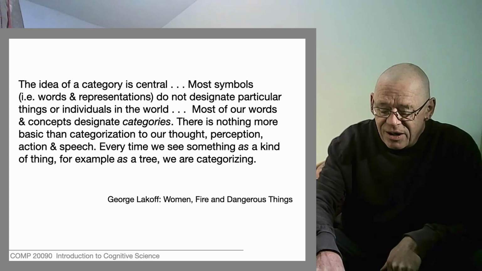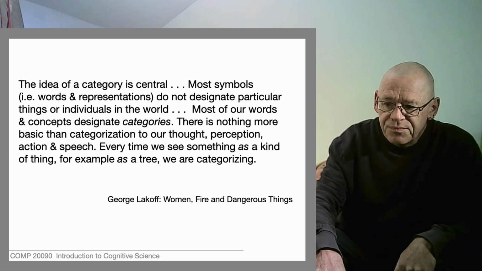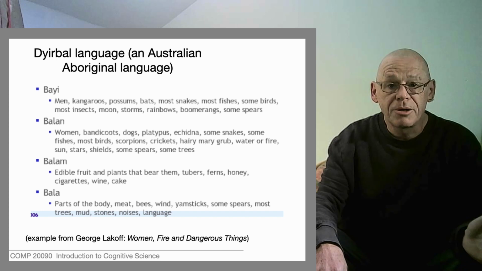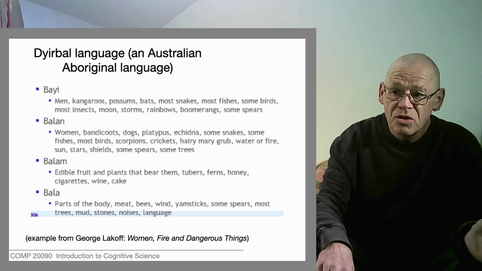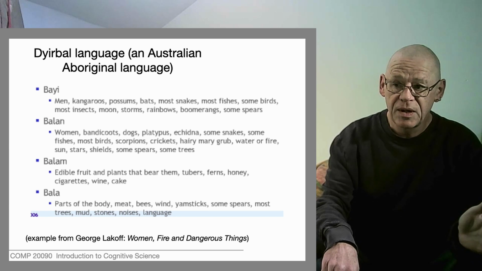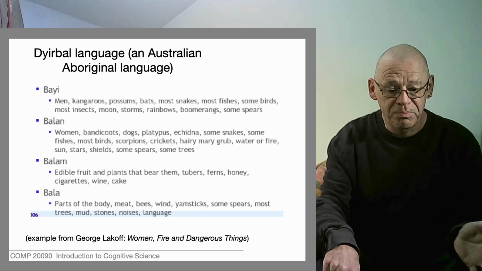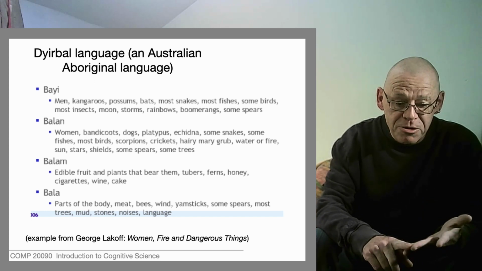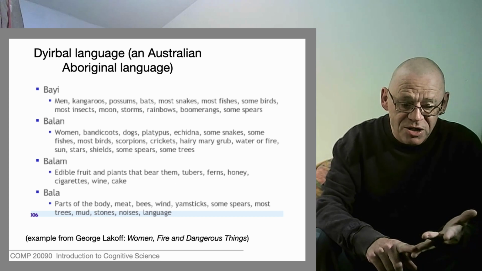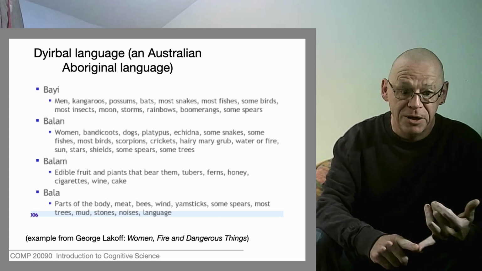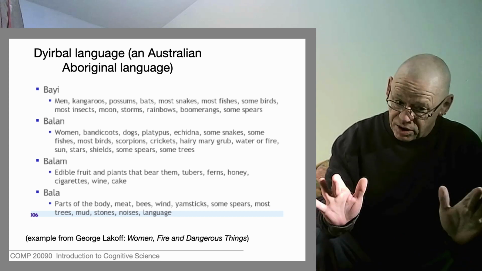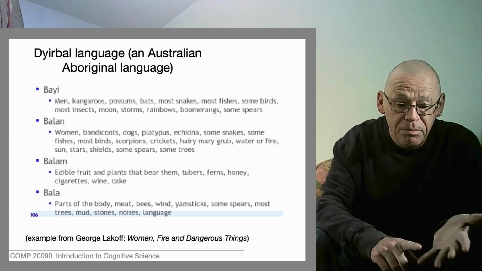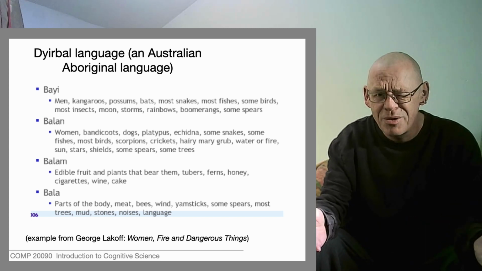And Lakoff gives a very insightful example using categories which, to speakers of Dyirbal, an Australian Aboriginal language, are clear. And to you, these categories will not be clear. So the category of Bai includes men, kangaroos, possums, bats, most snakes, most fishes, some birds, most insects, moons, storms, rainbows, boomerangs, and some spears. Whereas you would never confuse Bai with Balan. Balan includes women, bandicoots, dogs, platypuses, echidna. You see what's happening here?